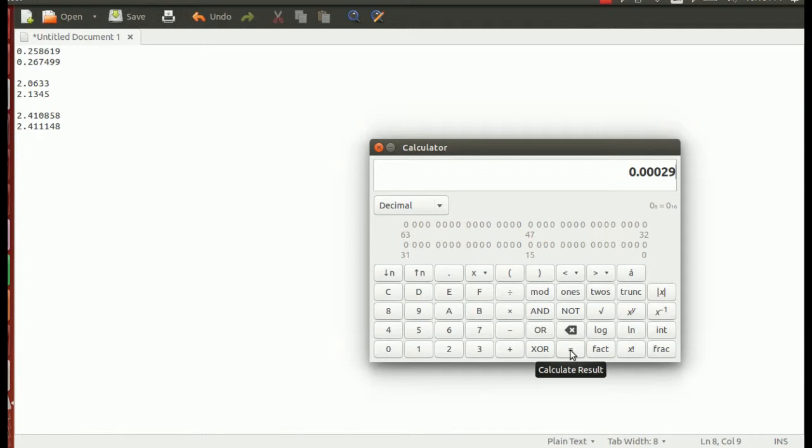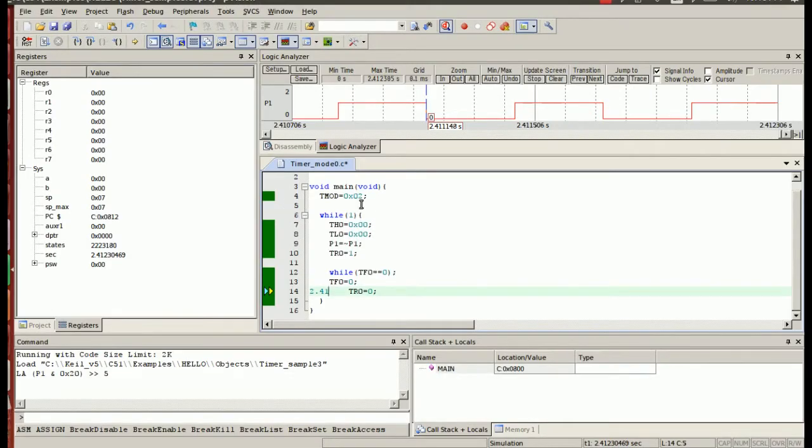I was expecting 0.278 milliseconds, so I got 0.29 milliseconds. The reason being is whenever the number of increments in the timer becomes lesser and lesser, at that time the delay introduced by the rest of the commands becomes significant. So that is the reason why you see the deviation of the observed results from the expected results.